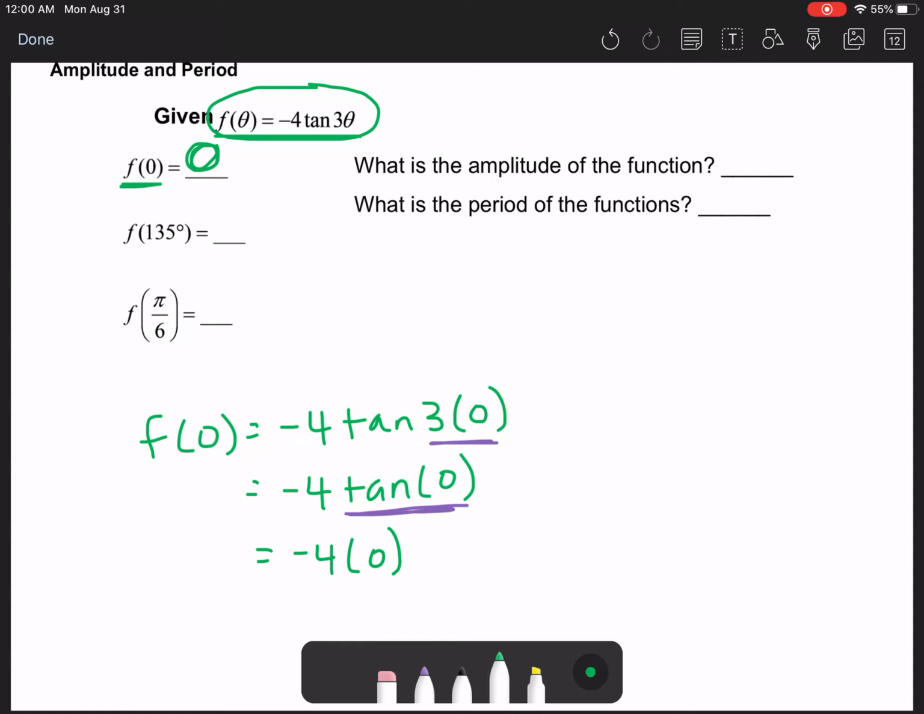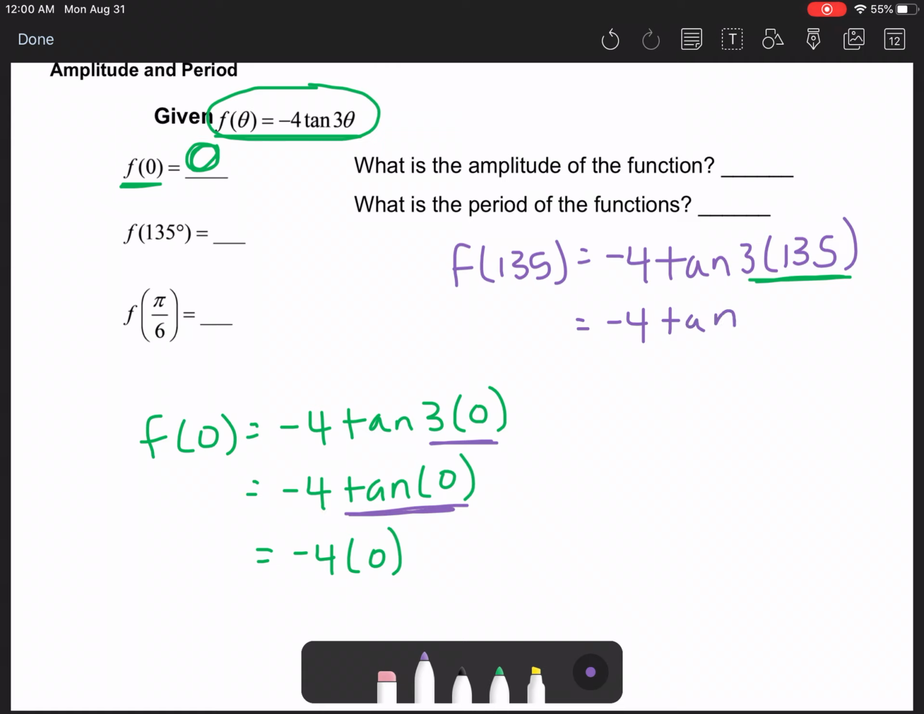Okay, let's do f of 135 degrees. So f of 135 equals -4 times the tangent of 3 times 135. Okay, so order of operations, we're going to multiply first. So we'll have -4 times the tangent of 3 times 135.